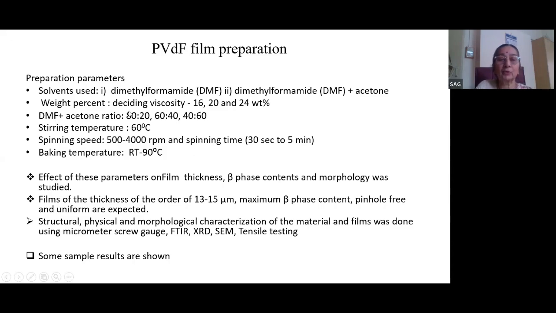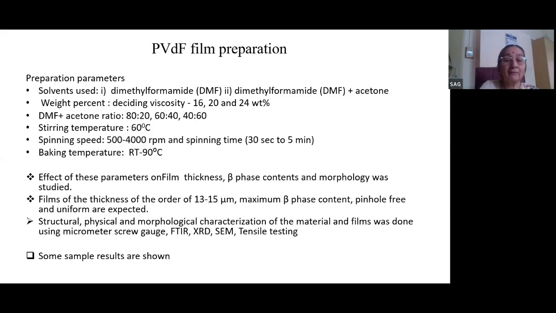The DMF plus acetone ratio we varied between 80-20, 60-40, and 40-60. The stirring temperature was 60. It cannot dissolve at room temperature or takes a very long time, therefore we increased it to 60. Spinning speed was varied between 500 and 4,000 RPM, and spinning time was varied between 30 seconds and 5 minutes.